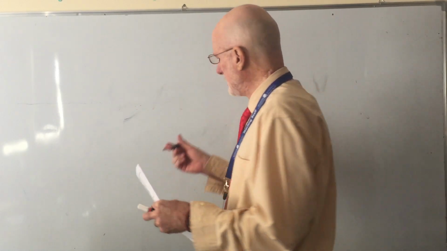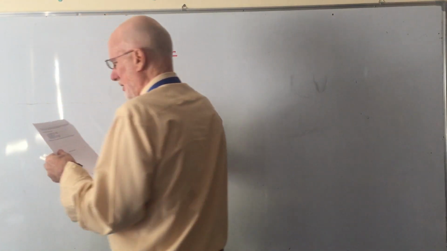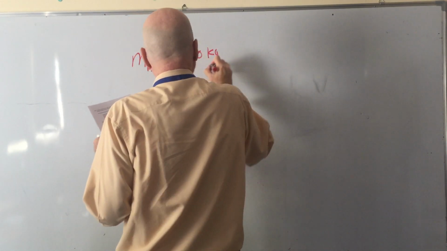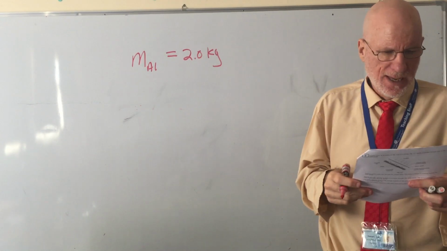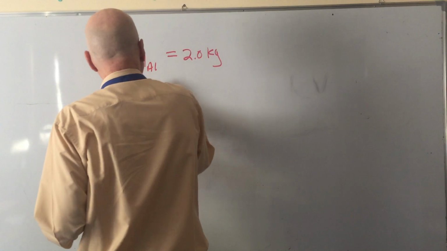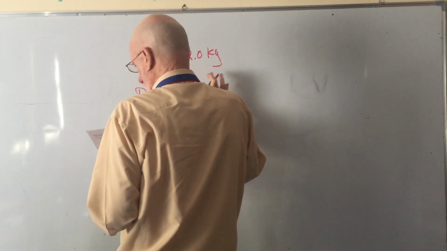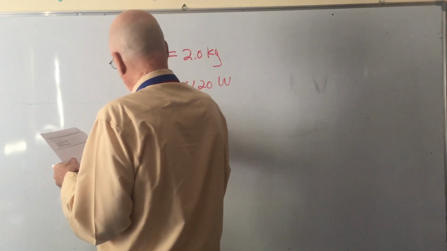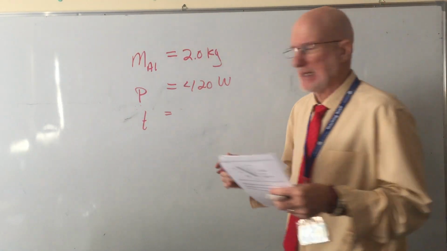All right, it says the mass of aluminum is going to be 2 kilograms. Can you see that? Is that clear? Can you see that on the screen? Okay. It says the power equals 420 watts. The time is going to be 95 seconds.